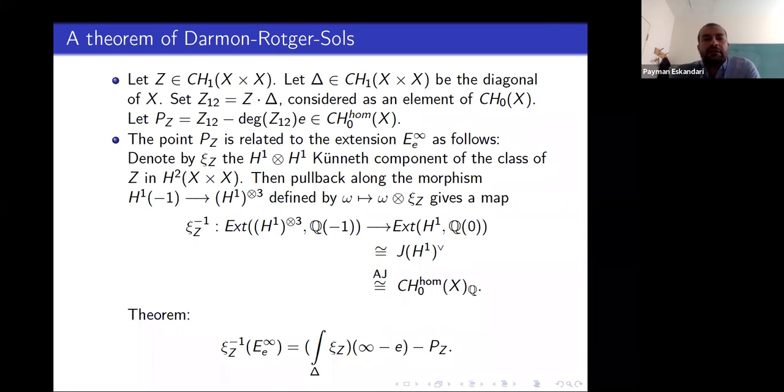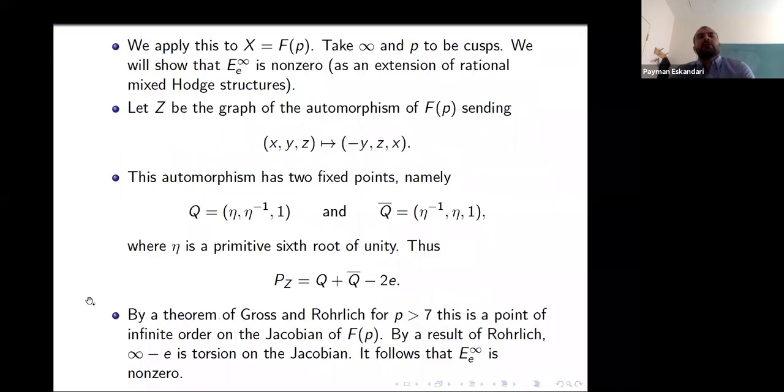Now, let's use this result and try to prove that when X is the Fermat curve of degree prime P greater than 7, and infinity and E are cusps, then this extension is non-zero as an extension of rational mixed Hodge structure. So infinity and E, we're taking them to be cusps here.